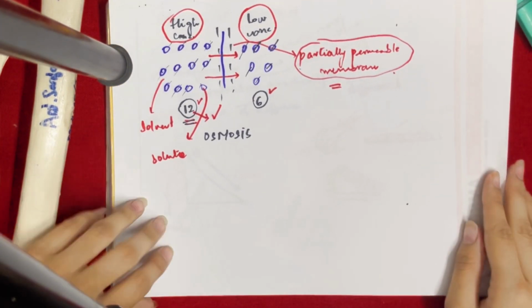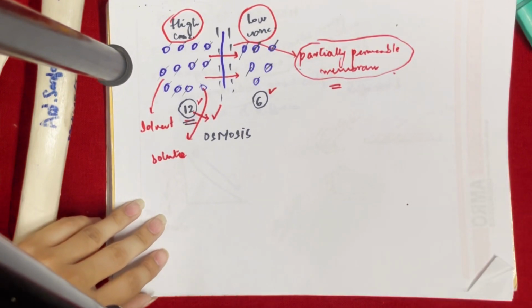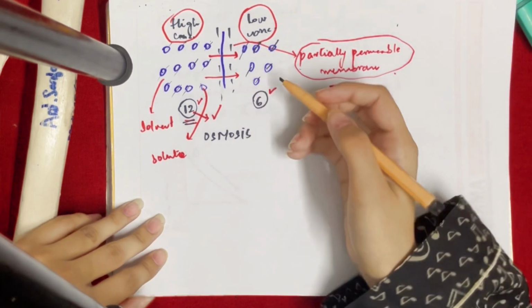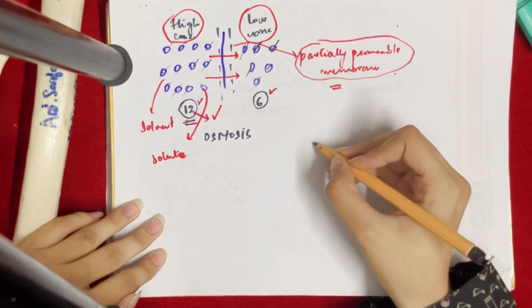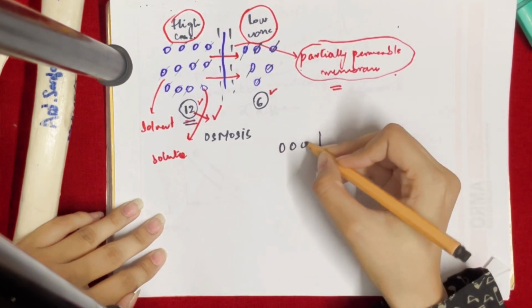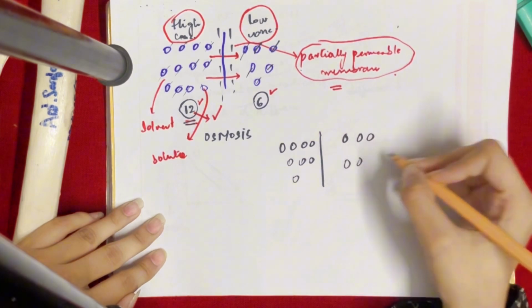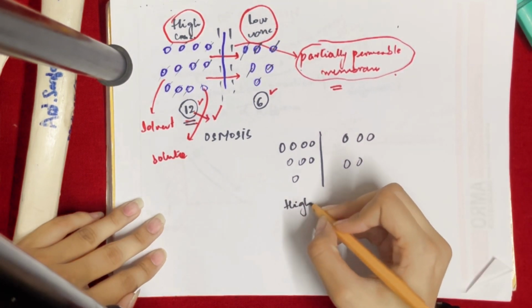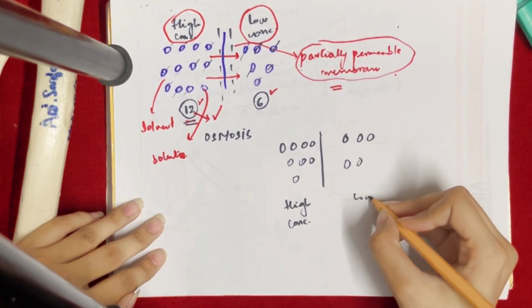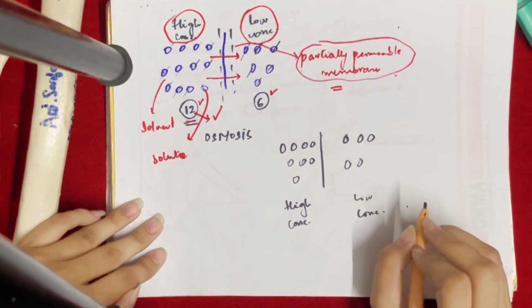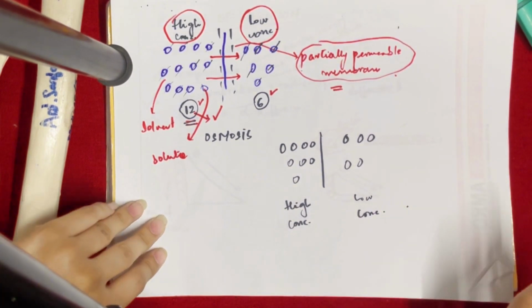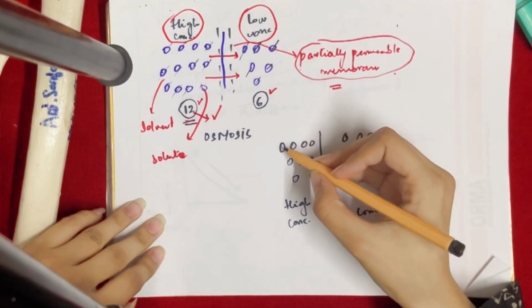Let's discuss the phenomenon of osmosis with the help of a diagram. This diagram tells us that in this region we have a higher concentration and more molecules, and here we have fewer molecules. So this is the region of high concentration and this is the region of lower concentration. Let's count them out.